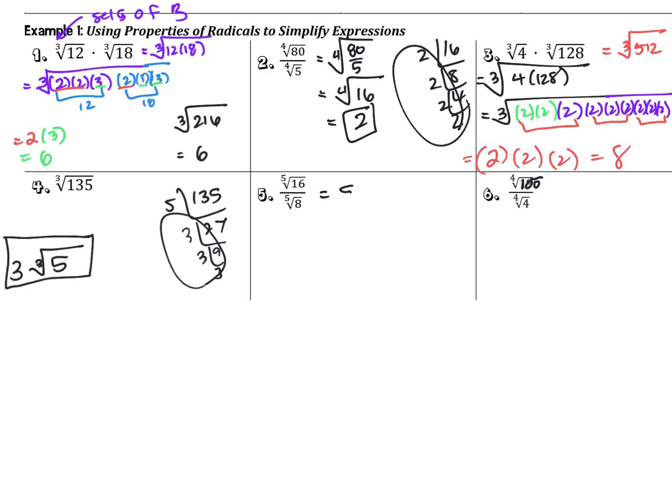For number 5, I'm going to rewrite this as one fraction with the radical around it, which means this is going to simplify to be the 5th root of 2.